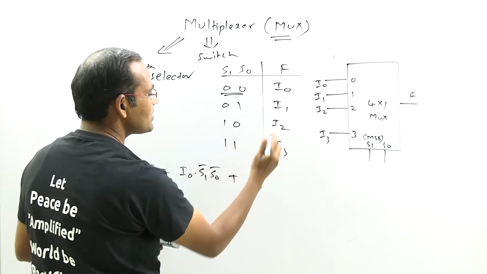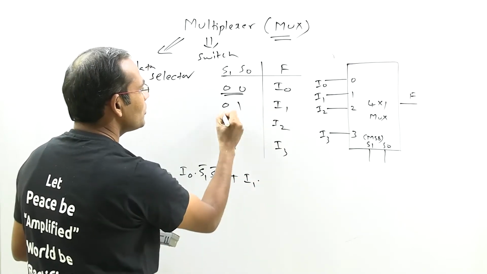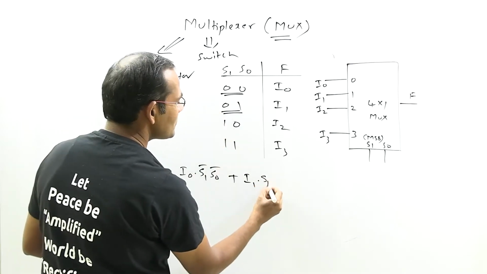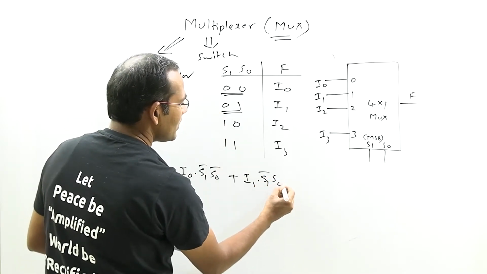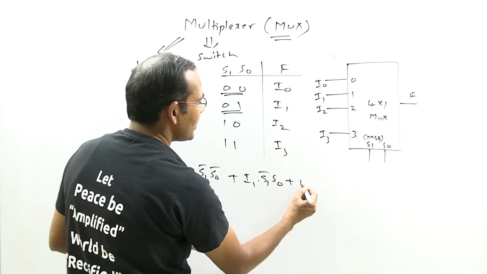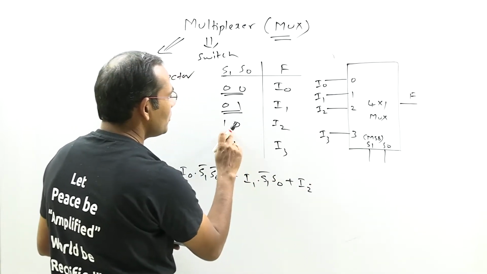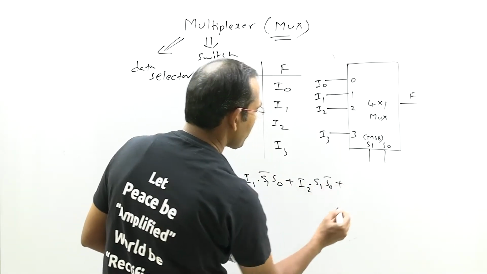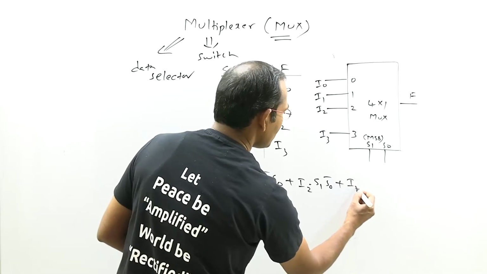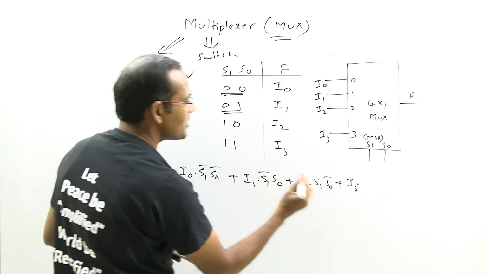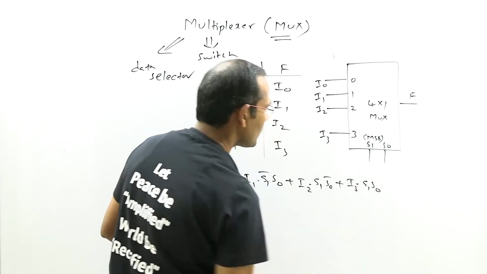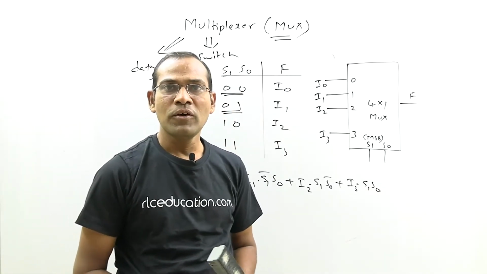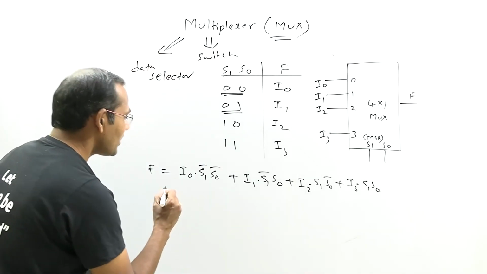Similarly, here the variable is I1, so I1 into the minterm for this combination. The minterm for this combination is S1 bar, S0. Similarly, I2 into the minterm for this combination, S1, S0 bar. Then I3 into the minterm for this combination, S1, S0. That's the output expression.